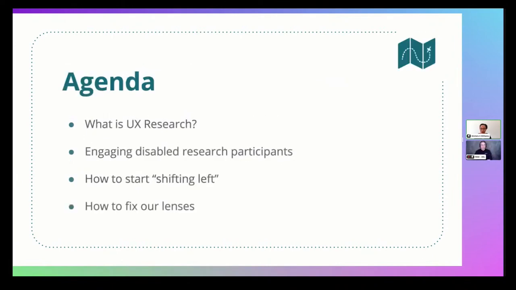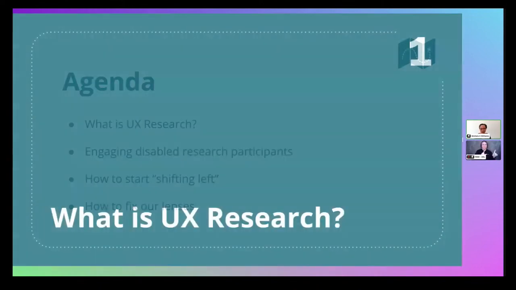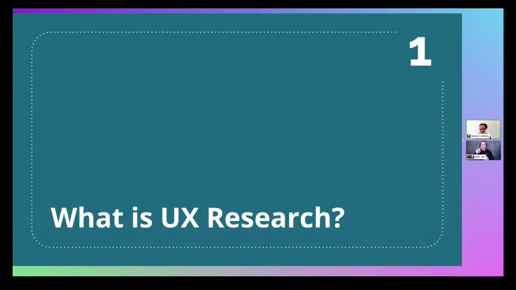So speaking of which, here's what we're going to go through today. First, we're going to define UX research and talk about what that is, and then talk about engaging disabled research participants in those activities. Then we're going to talk about how to start shifting left, and lastly, how to fix our lenses. So let's go ahead. What is UX research?